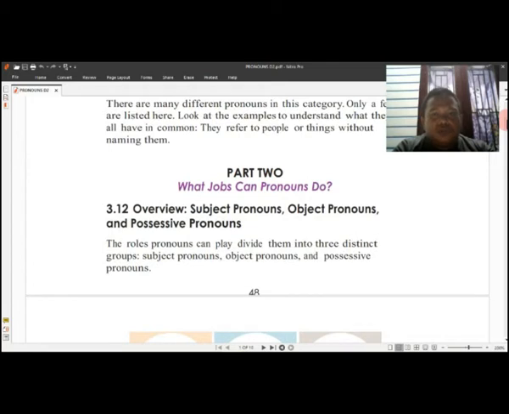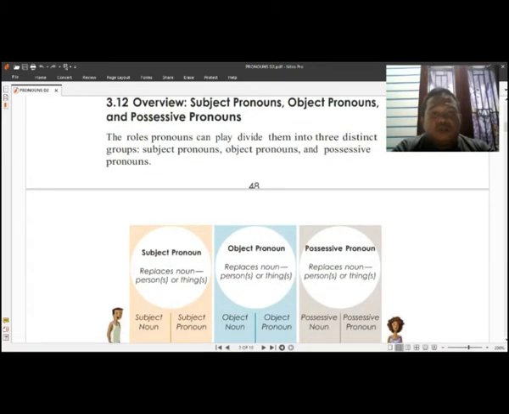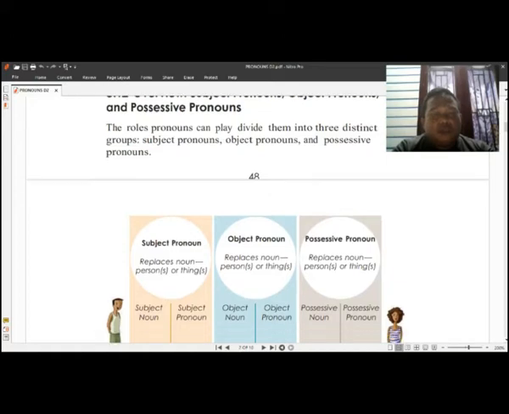This one, part two. What jobs can pronouns do? 3.12 overview: subject pronouns, object pronouns, and possessive pronouns. So in this part, you're going to learn about pronouns as the subject, pronouns as the object, and also what we call possessive pronouns. You have already learned the first part, which means you already have your background knowledge about pronouns, right? So we continue with the advanced material of the pronouns. This is the second part, the last part actually, of the pronouns.